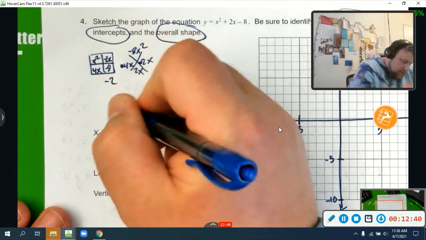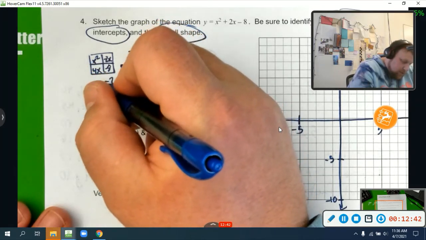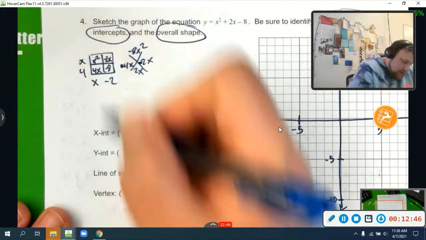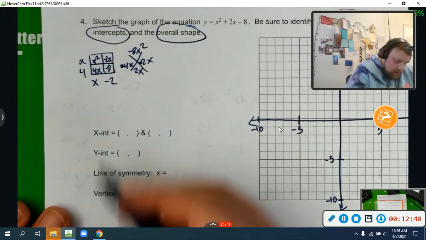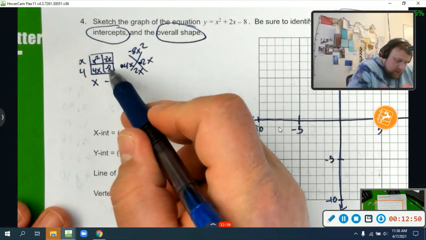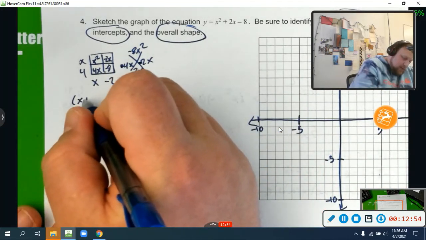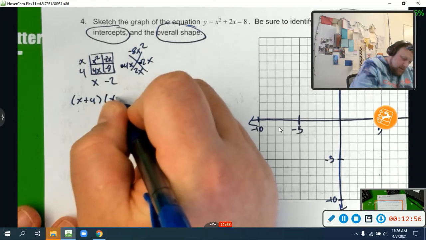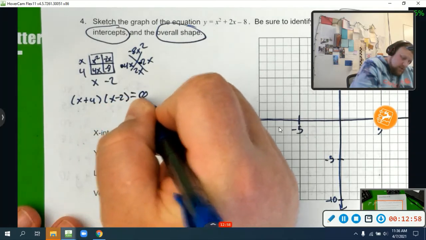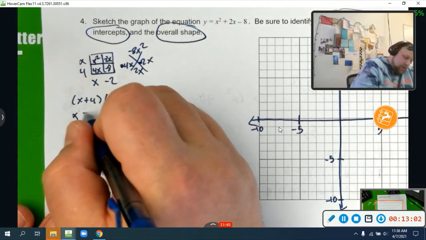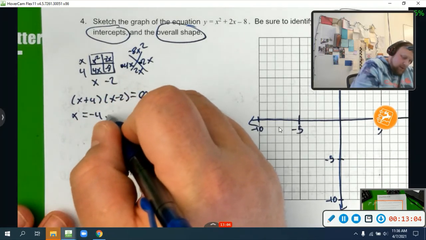What can I pull out of here? I can pull a negative 2 out. What about x squared and 4x? X. 4 times x is 4x, and x times x is x squared. And it works, because what's 4 times negative 2? Negative 8, right? Okay. So I'm left with x plus 4 times x minus 2. Got to set it equal to 0 to use the zero product property. And what are my x's going to equal? They're going to equal negative 4 and positive 2.